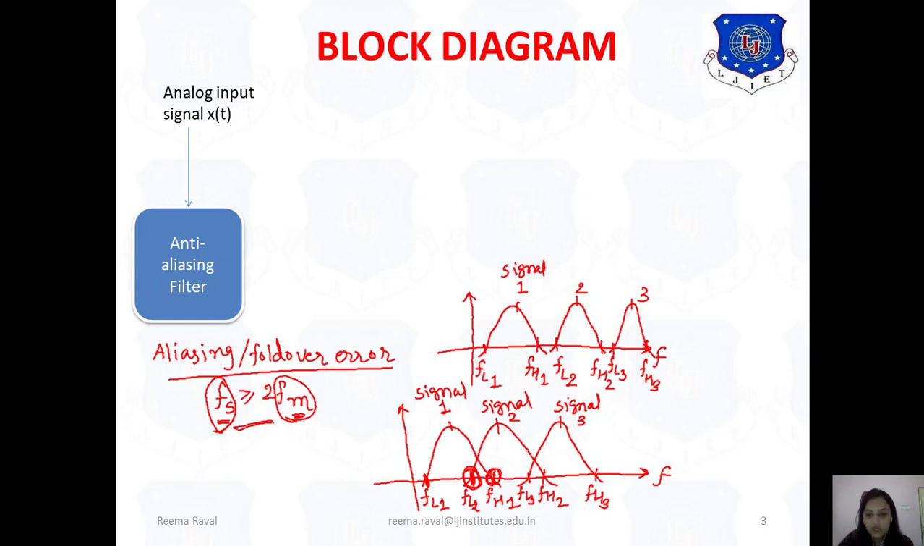Right? Similarly for signal 2 also that happens. This will be stored as the low frequency of signal 2, and this as the high frequency of signal 2. So this will be in error, also called frequency error or aliasing effect. Right? So to remove this aliasing effect or fold-over error, this condition should be satisfied, and an anti-aliasing filter is used. This filtered output is then given to the next block, which is the sample and hold circuit.